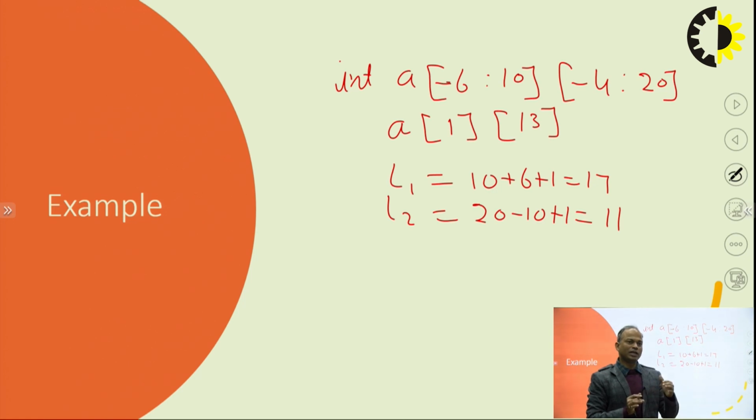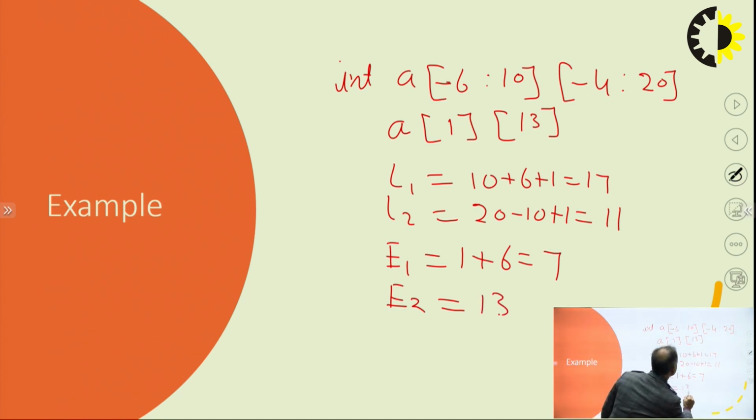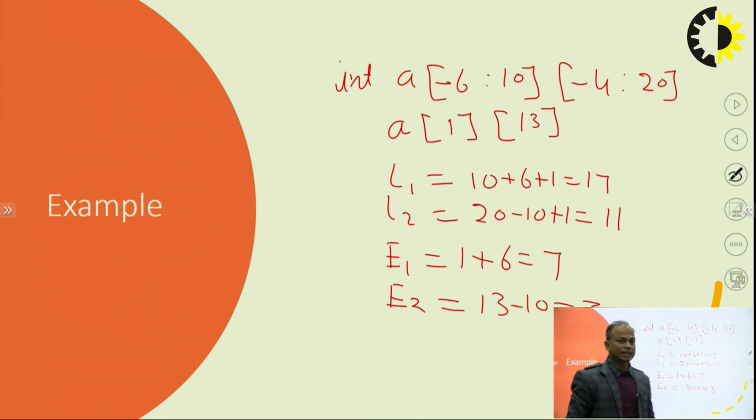After it, we need to find out the E1 and E2. E1 will be the effective address. Say you are at -6 and you need to go to 1. So therefore 1 plus 6 equals 7, and E2 would be: you are at 10 and need to go to 13. So therefore 13 minus 10, it would be 3. So the effective address in this case is 3.